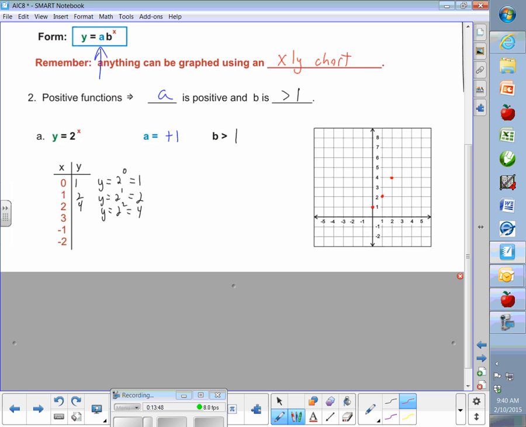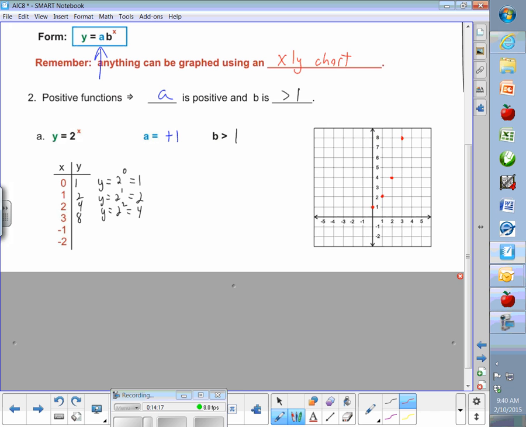Okay, everybody do the next one. What do you get when the x is a 3? All right, if you're done, say it if you got it. 8, right? 2 cubed is 2 times 2 times 2, right? So we'll plot that point, (3, 8).